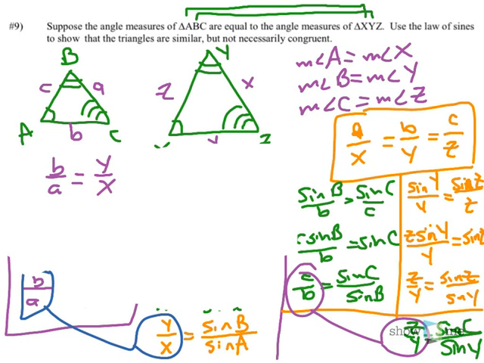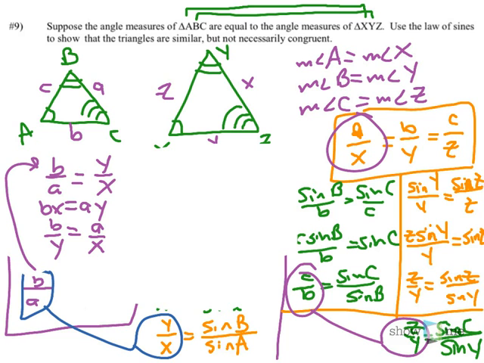If we multiply both sides by ax, we get bx equals ay. Well, no, I want it to get like this. I want a over x. So if I divide both sides by x, I get a over x. If I divide both sides by y, I get b over y. So by taking this here, I've got this beginning part of this similarity.